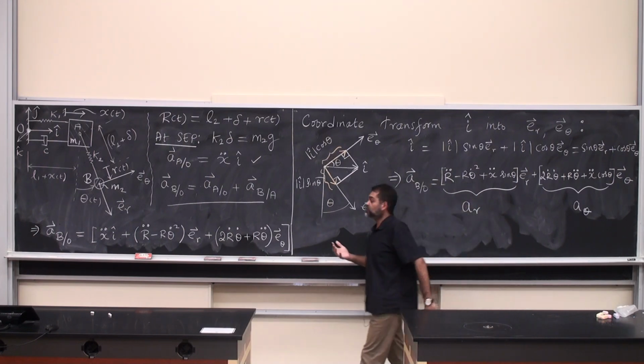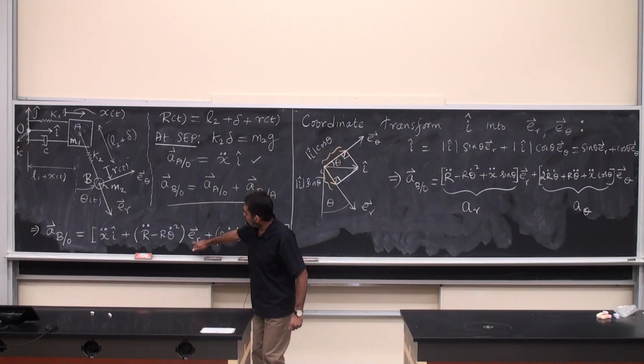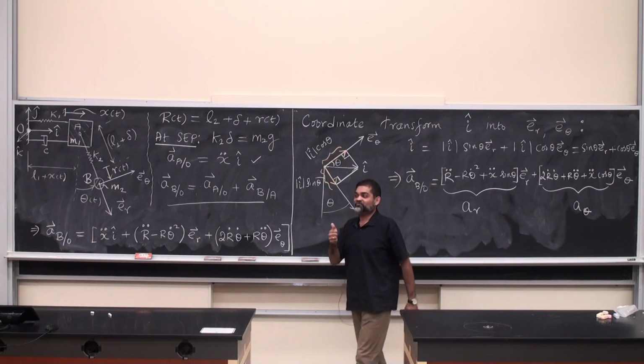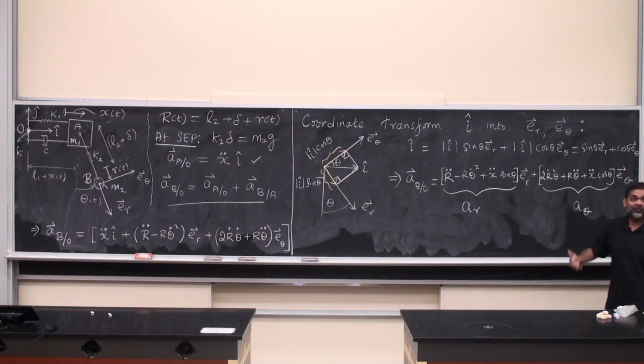The easiest one is to transform i hat into components along e_r and e_theta. Why is that easy? Because I need to do it only once. That's the only reason. There is no physics-based reason here for my thought process.